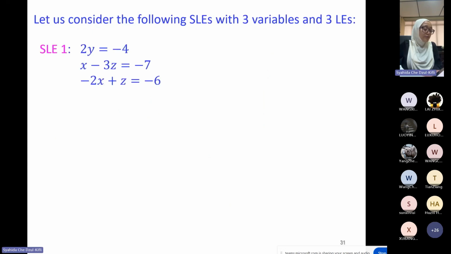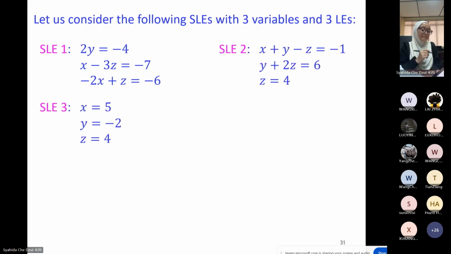Systems of linear equations. Let us consider three systems of linear equations. These three systems of linear equations have three linear equations and three variables, x, y, z.